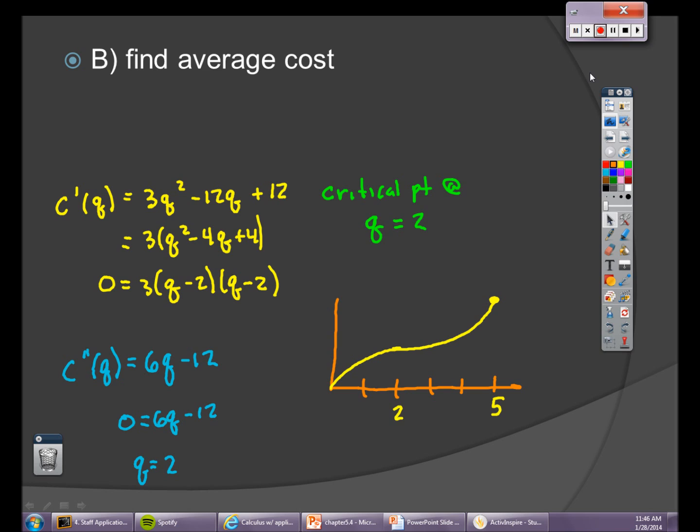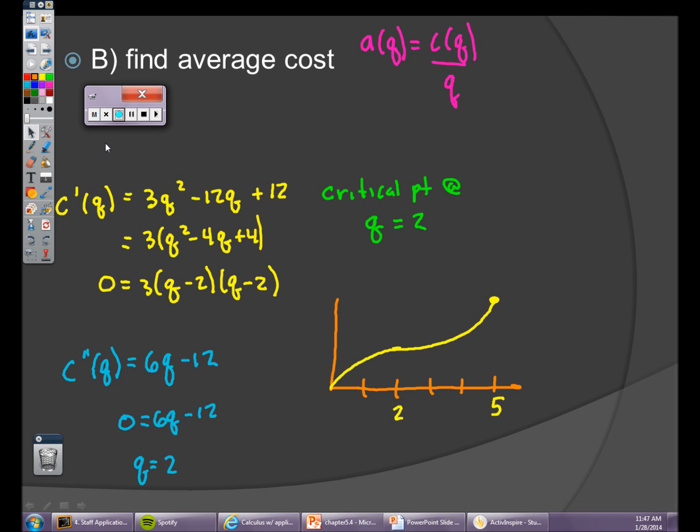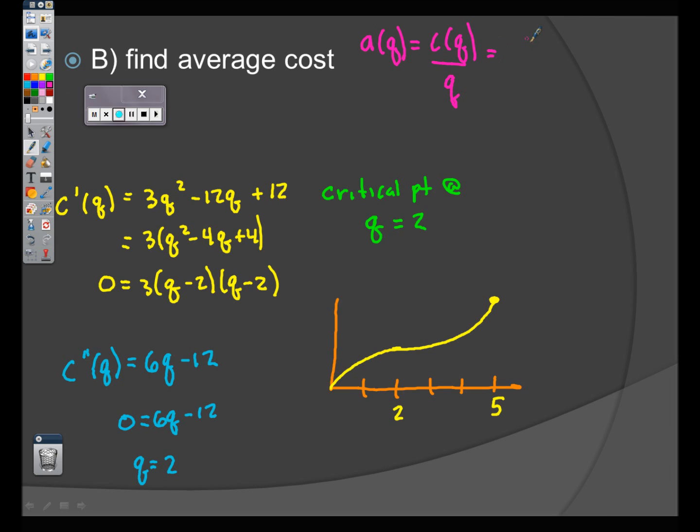Let's also find the average cost of this function. Average cost is going to be C of Q over Q. So I'm going to write the cost function and then divide that by Q. Conveniently, there's a Q in each expression of the cost function, and I can reduce this to the following. I'm simply dividing out a Q or factoring out a Q. And I have my average cost function, Q squared minus 6Q plus 12.